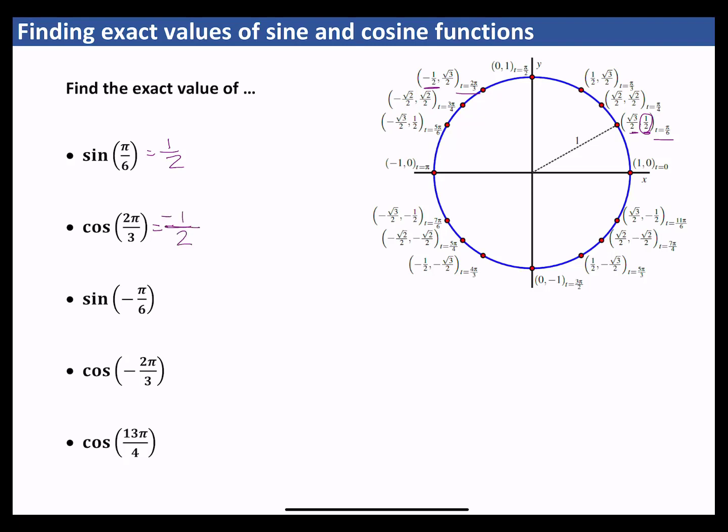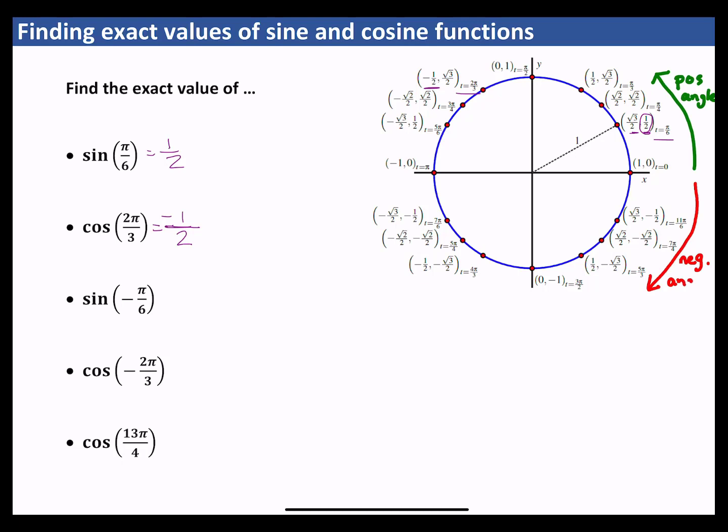The next two problems are to evaluate the sine of negative pi over 6 and cosine of negative 2 pi over 3. Notice that here we have negative angles. We need to remember that when we defined the sine and the cosine functions, we said that we were going to travel counterclockwise around the unit circle, starting on the positive x-axis. So if we have a negative angle, all that means is that we're going to travel clockwise around the unit circle, starting on the positive x-axis.